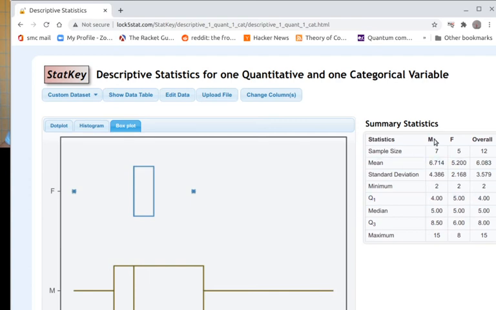For example, in the M category, you can see that there's a minimum of 2, there's a Q1 of 4, a median of 5, a Q3 of 8.5, and a maximum of 15. So StatKey finds all that stuff for you.